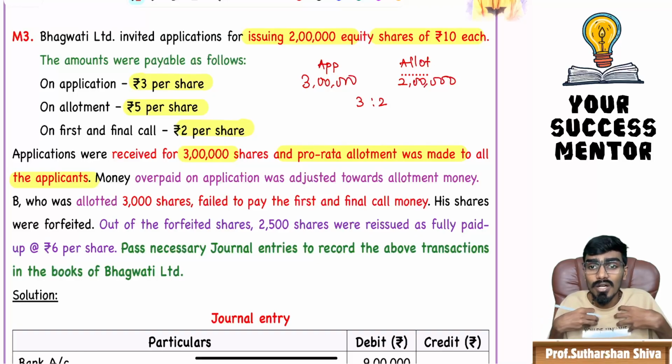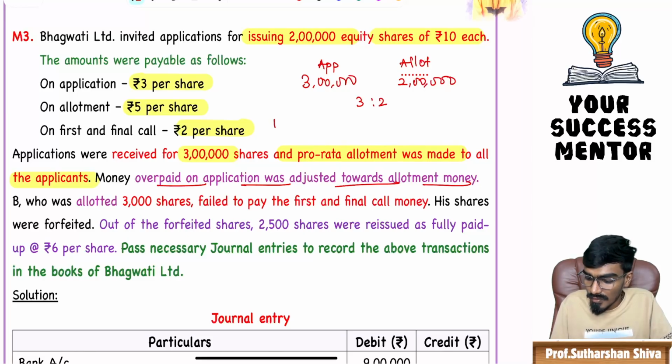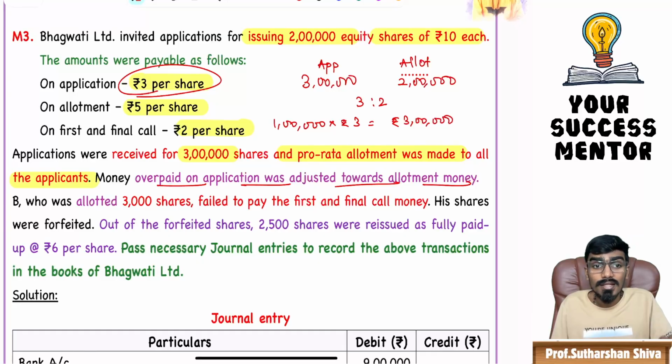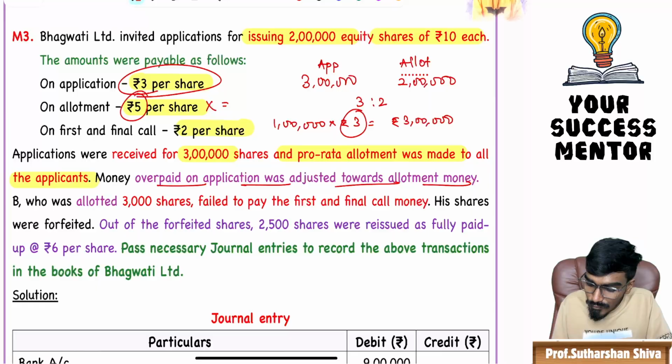Money overpaid on application was adjusted towards allotment money. How many shares do we have in excess? 1 lakh. How many rupees do we have in excess? 3 rupees. So what is the total amount of money in excess? 3 lakh. This 3 lakh is to be adjusted with allotment money. How much is the allotment money? 5 rupees. So out of 5 rupees, I will never ask for 5 rupees. I will only ask for 2 rupees. Why?